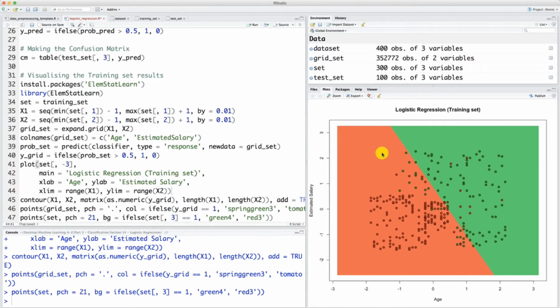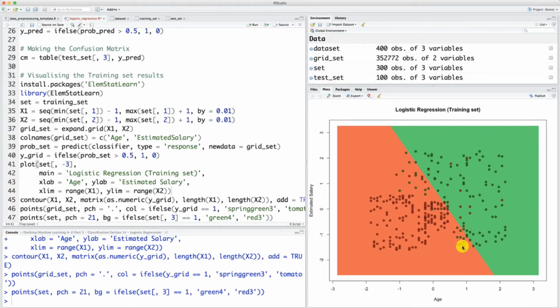So here, we can clearly see that our logistic regression classifier manages to catch most of the users who didn't buy the SUV in the red region here, and most of the users who bought the SUV in the green region here. So it actually did a pretty good job.